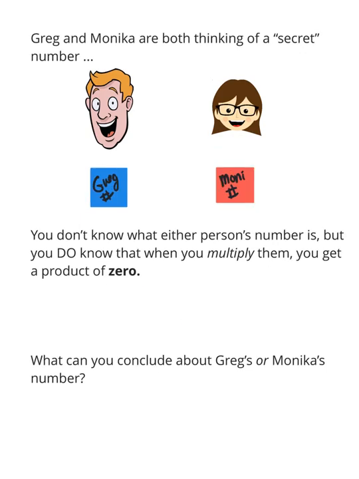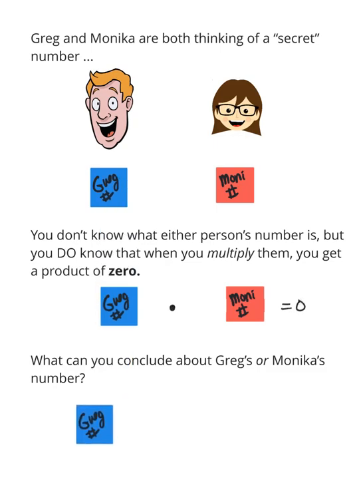So let's do another example. Again, Greg and Monica are both thinking of a secret number. And what they tell us is that if we were to take both of their numbers and multiply them, we will get a 0. So what that means is either Greg's number must have been 0, or if Greg's number wasn't 0, then the only way to multiply to get 0 was to have Monica's number equal 0. So one of these must be true, or they both could be 0. That would make sense. So let's go see who it was.